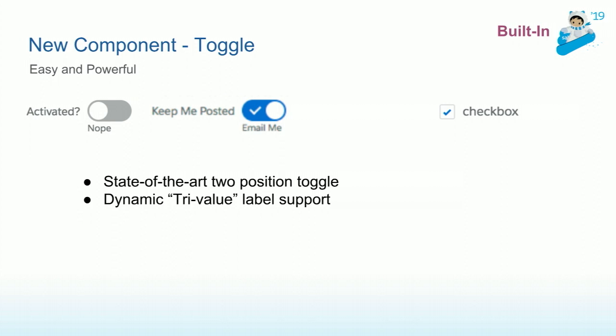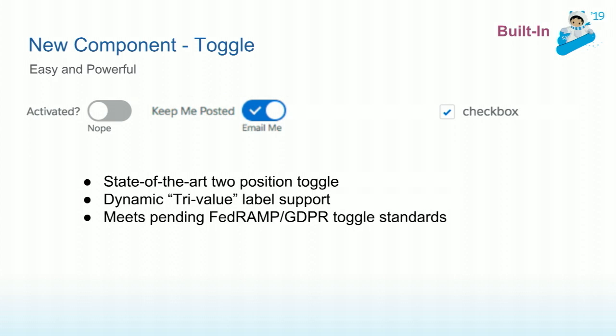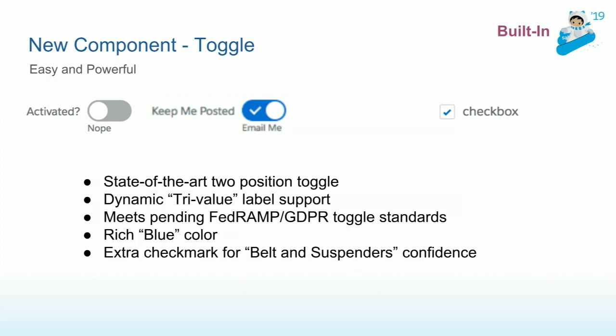You can see up here on the screen that you not only have the label on the left, but you can have both an inactive value on the bottom and an active value on the bottom as well. That's not one, that's not two, that's tri. And in addition to that functionality, we're pleased to announce that the new Flow Screen Toggle component meets all pending FedRAMP and GDPR toggle standards. It's available in a rich blue color. And we've added that extra check mark.